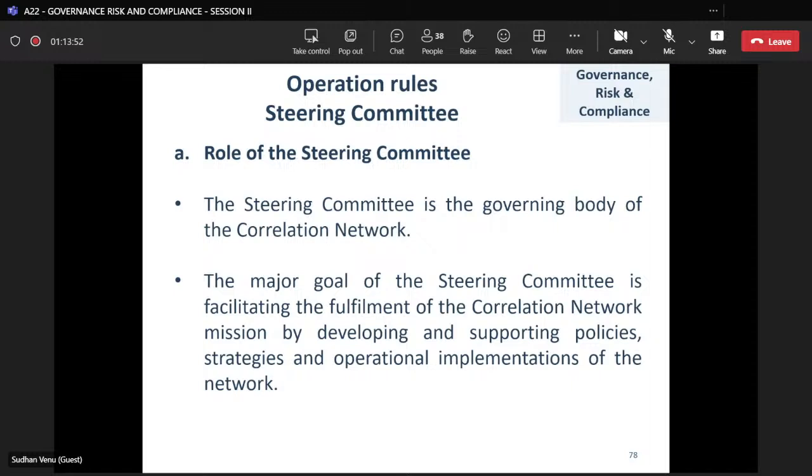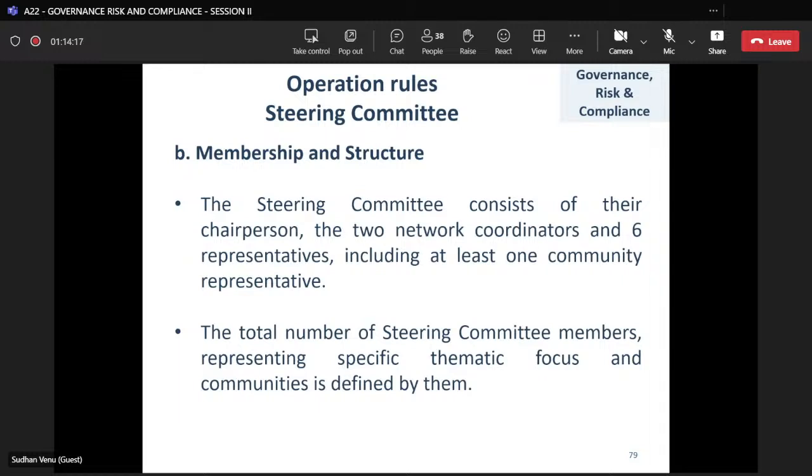The role of the steering committee is that the steering committee is the governing body of the correlation network. The major goal of the steering committee is facilitating the fulfillment of the correlation and network mission by developing the supporting policies and strategies, and the operational implementation of the network will be in the role of the steering committee.